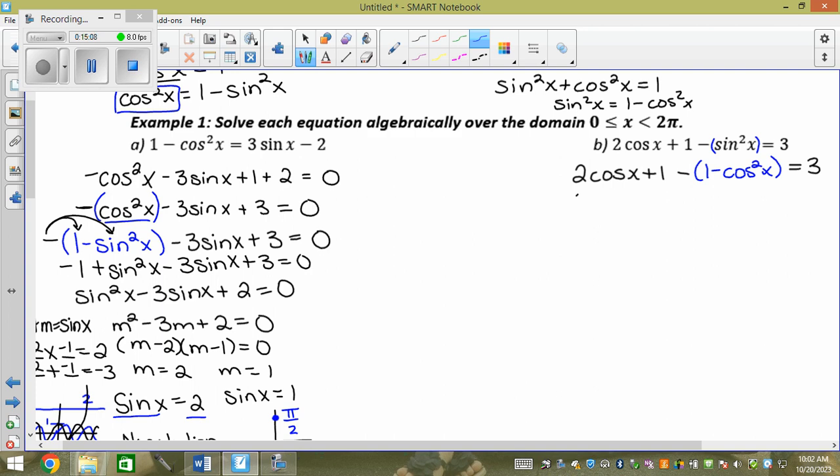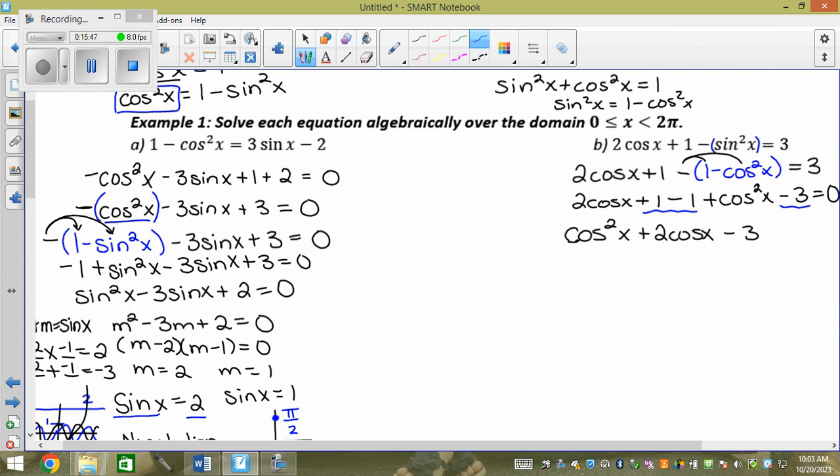So this stays the same: 2 cos x plus 1. And then this has to get distributed in, so I get minus 1 plus cos squared x. And then I subtract the 3 over, because I have to get it equal to 0 if I have a squared, right? Then I rearrange it: squared, single, number. So I get cos squared x plus 2 cos x plus 1 minus 1 cancels, minus 3, so I get minus 3 equals 0.